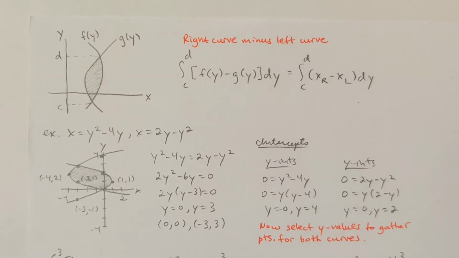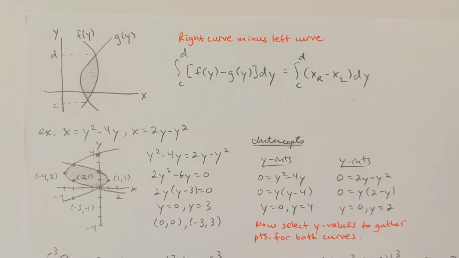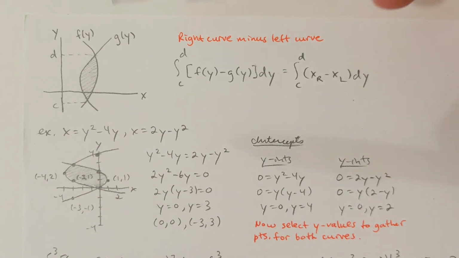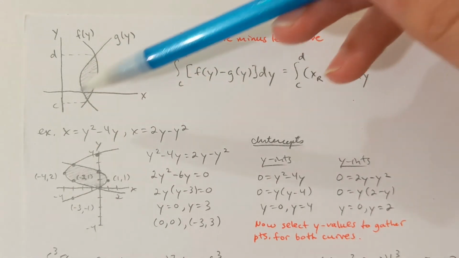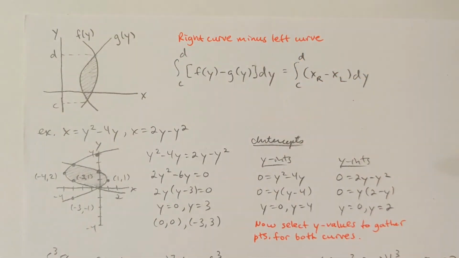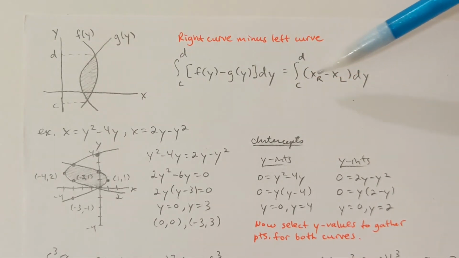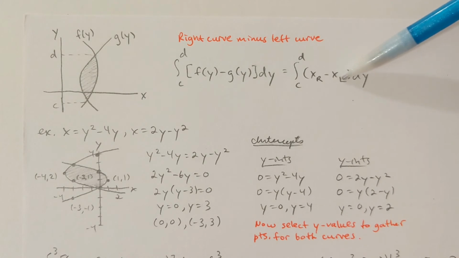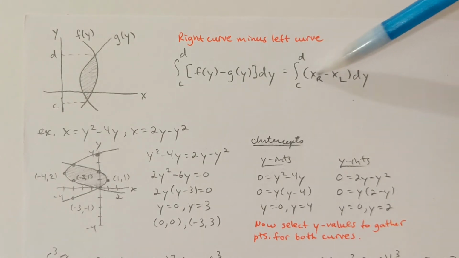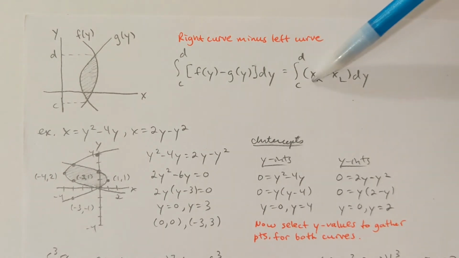Okay, now there's also some problems where you might have a function of y. When you have a function of x, it's always top curve minus bottom curve. When you have a function of y, I've got two curves drawn. Here's f of y and g of y. And suppose y is going from c to d. You're always going to take the right curve minus the left curve. X sub r means the right curve, x sub l means the left curve. Now both of those would be expressions involving y. Everything about the integral would be involving y. So even though I've got x here, those are expressions involving y.